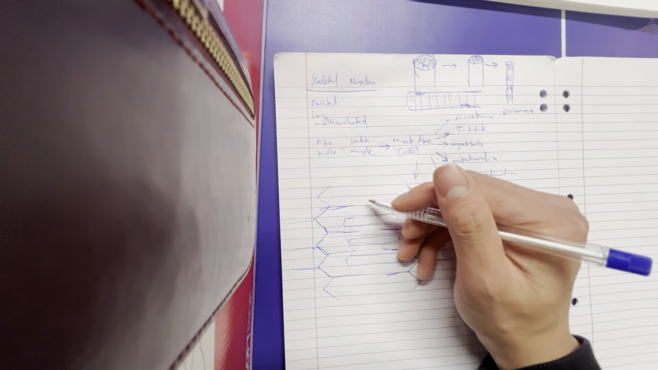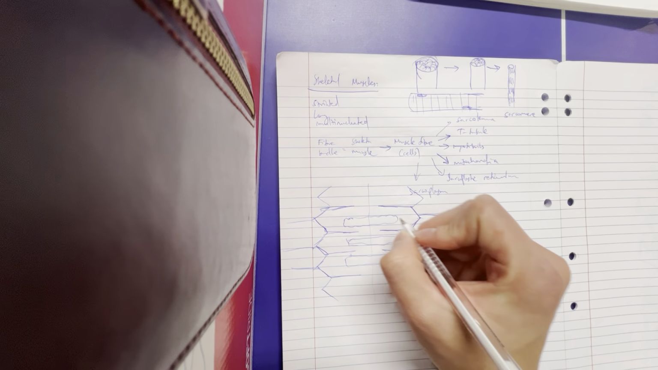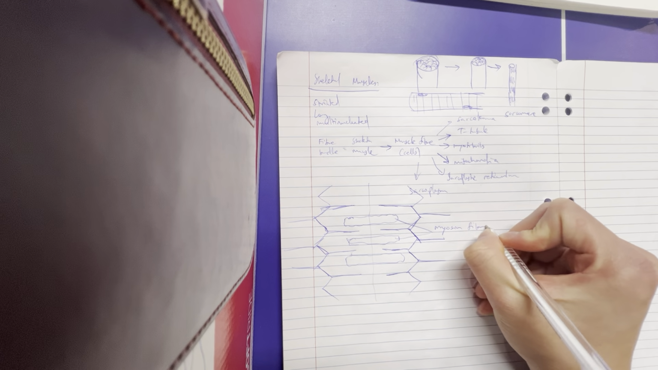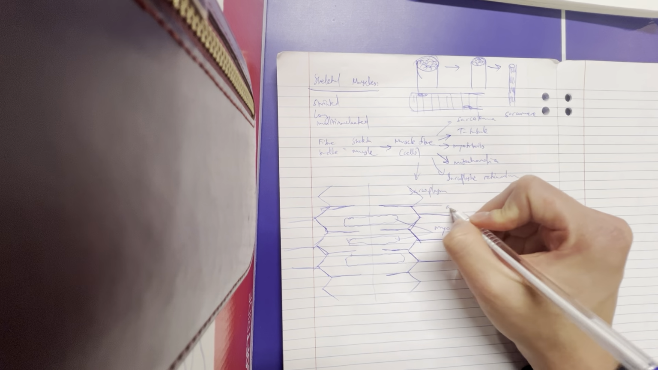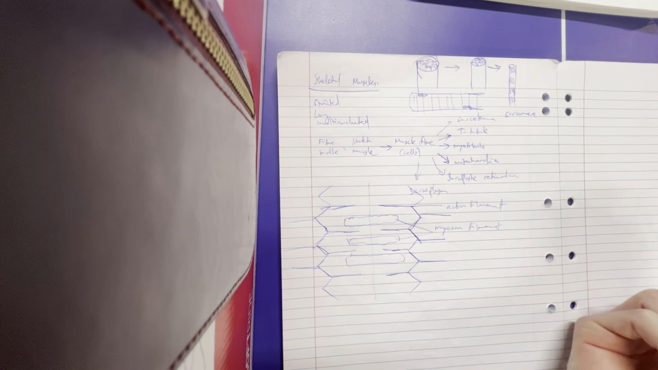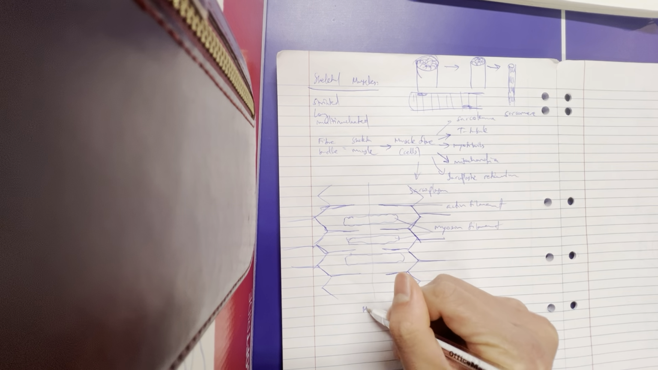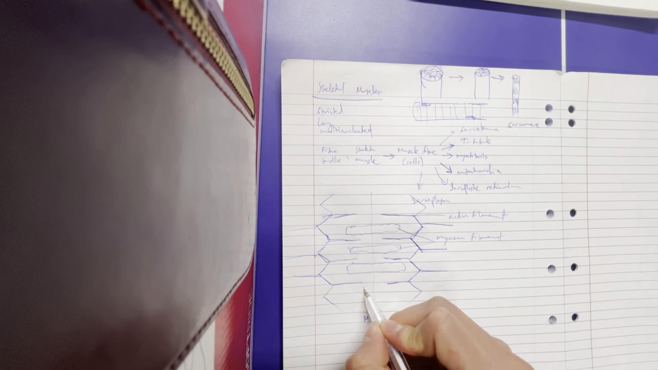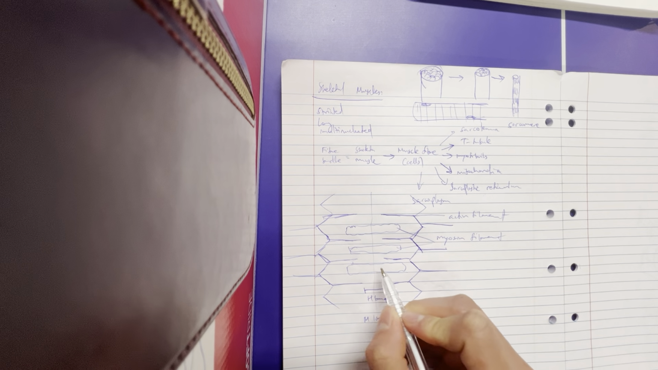So this thick part is called the myosin filament. The thin part is called the actin filament. Actin for thin, myosin for thick. The imaginary line running down the middle is called the M line, and then you've got the H band, which is here. The H band is composed of myosin only.